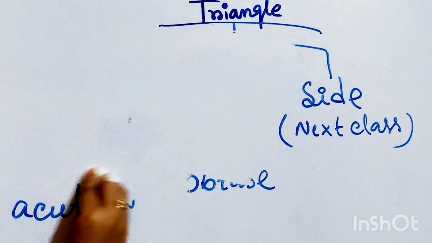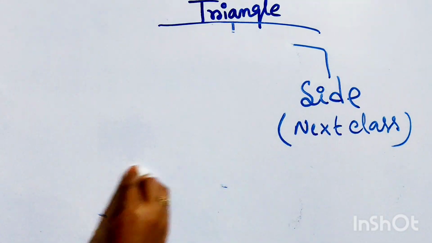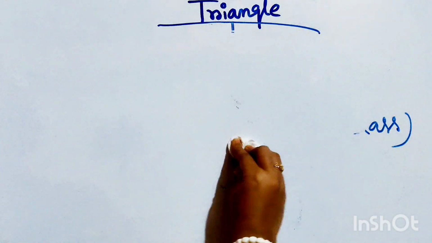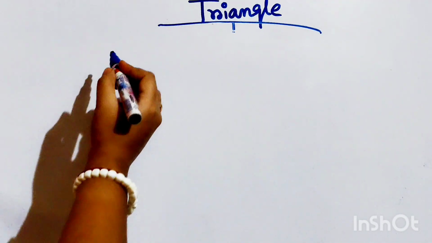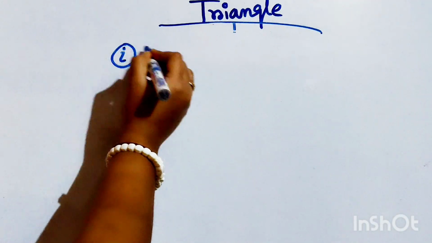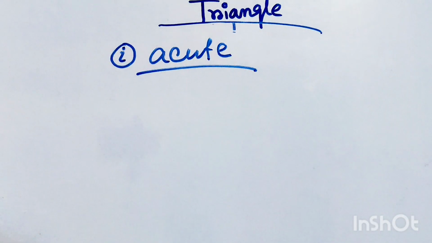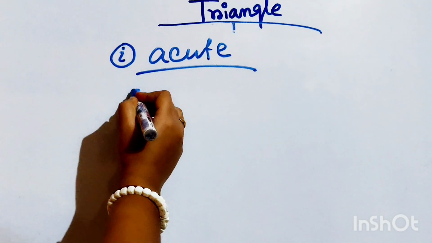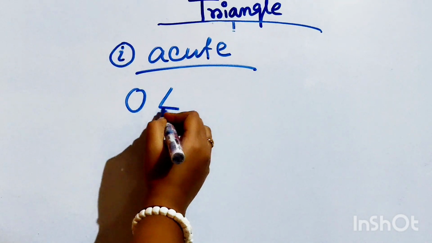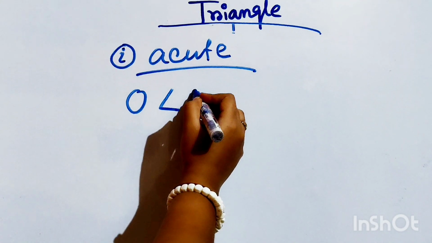Okay, now I am going to the acute angle triangle. First tell me one thing, what is an acute angle? Forget about the acute angle triangle. First you have to know what an acute angle is. An acute angle means the value of the angle must be between 0 and 90 degrees. That was the definition of an acute angle.